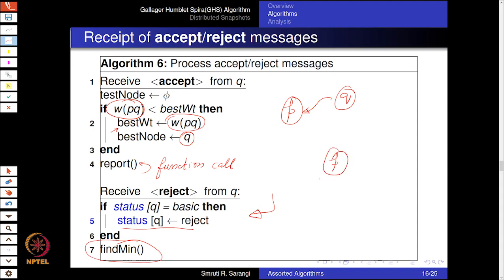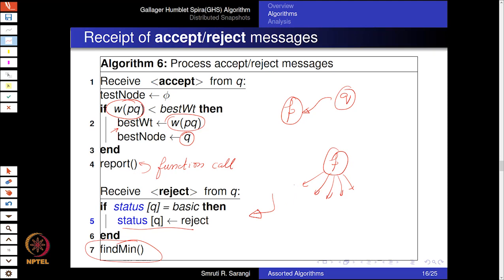The idea is that, look, my state is find, so my job is to find neighbors. I start contacting my neighbors. In an ascending order, first I look at only the basic edges, not branch or reject edges. And in an ascending order of weight, I start contacting them.